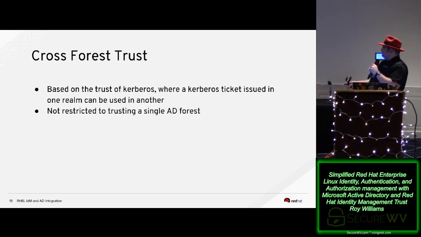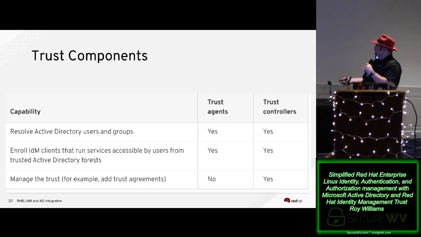And this is not restricted to trusting a single AD forest. And we'll talk about transitive trust here in just a minute. There's two main components to doing this trust. We have what's called a trust agent and a trust controller. Any IDM server can be a trust controller or a trust agent, and we have to have at least one trust controller to talk to Active Directory.